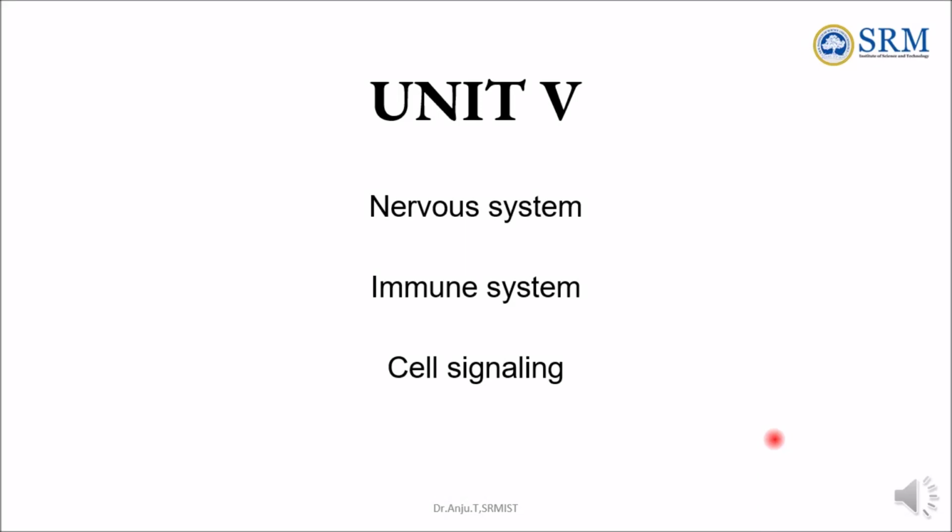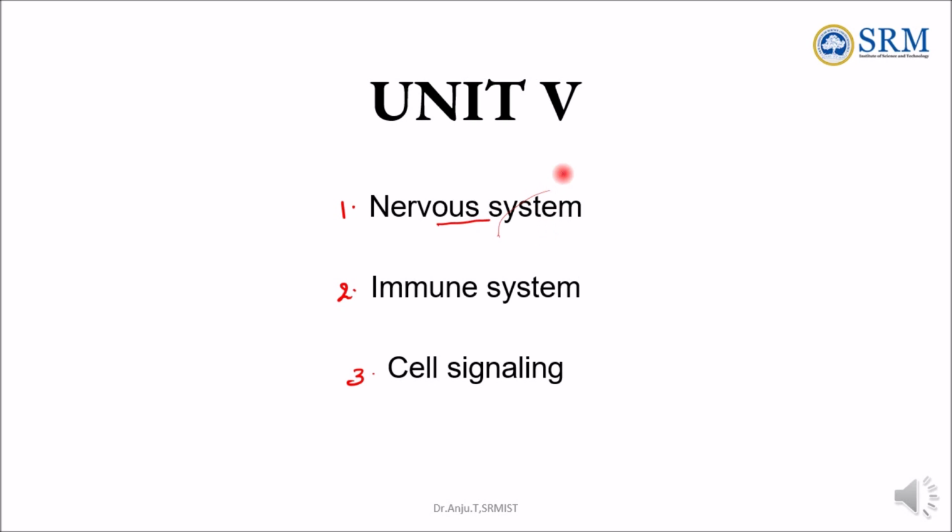In today's class I will start with Unit 5, which has these topics. The first one is the nervous system, the second is the immune system, and then you also have a small topic on cell signaling. So in today's class we will talk about the nervous system, a part of the nervous system.